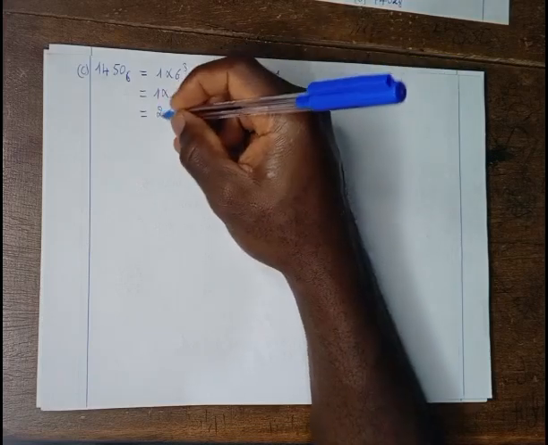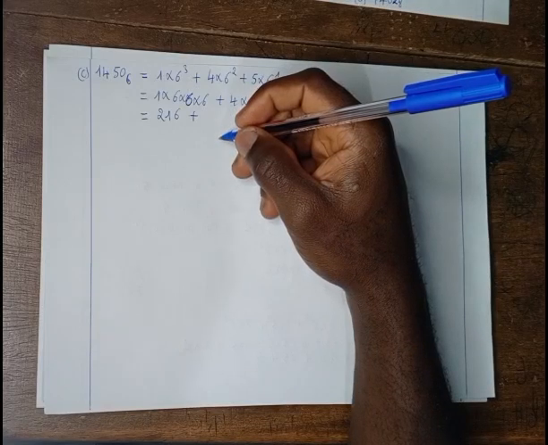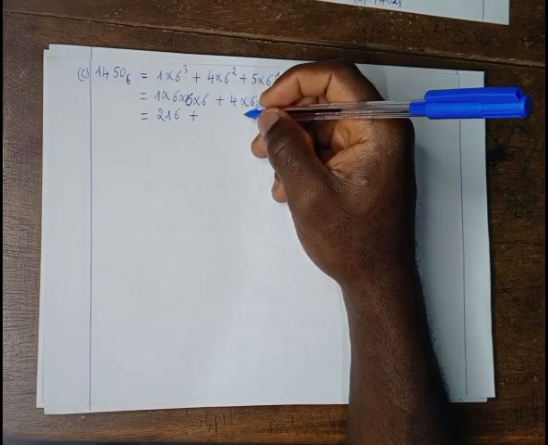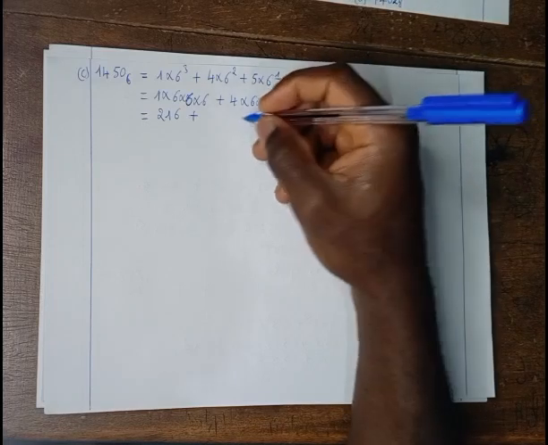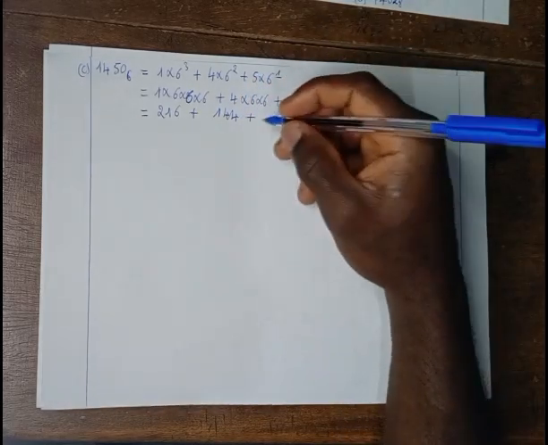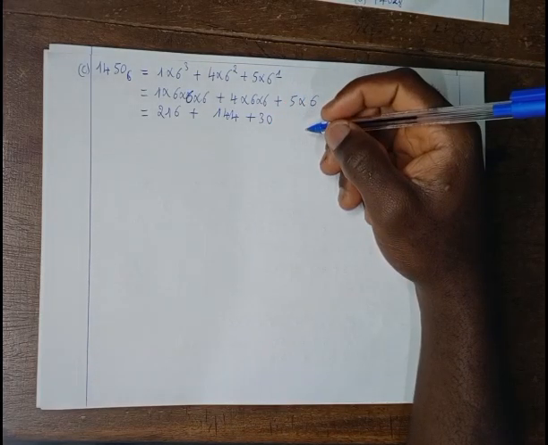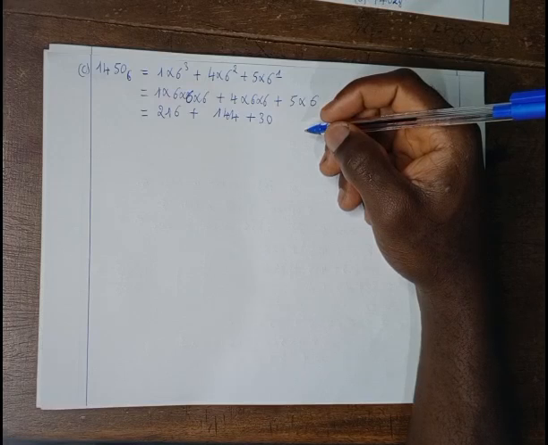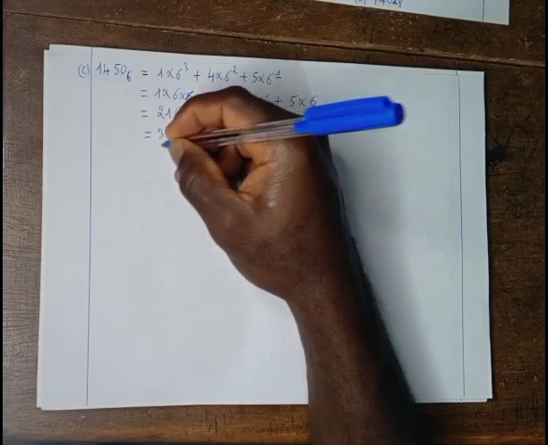36 times 6 gives us 216 plus, next, 4 times 6 gives us 24. 24 times 6 gives us 144 plus 5 times 6 gives us 30. Next we have to add 144 plus 30 gives us 174. 174 plus 216 gives us 390.